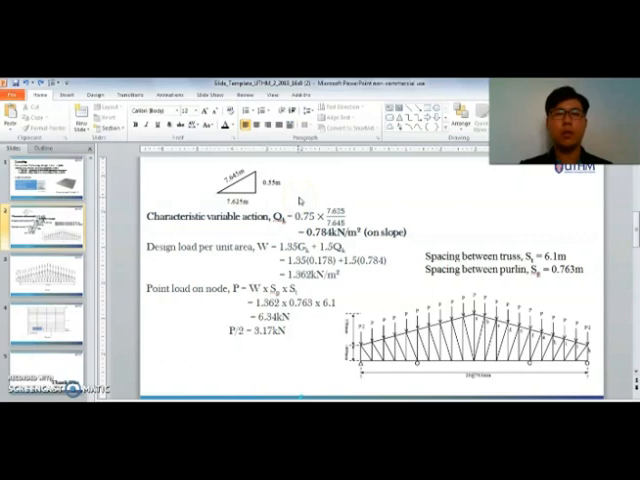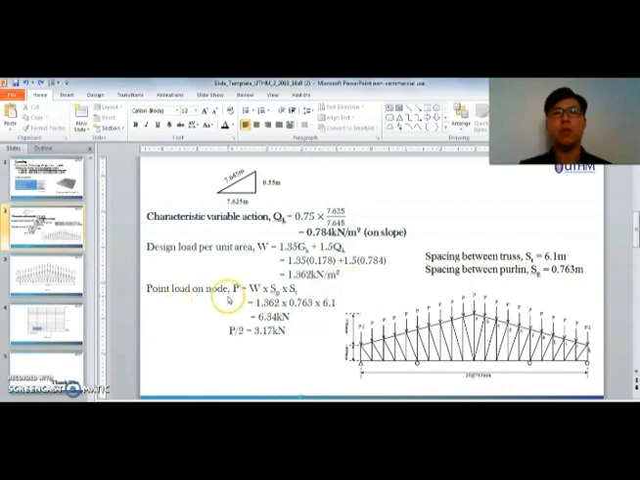For the variable action, we take the roof for purpose of maintenance and repair only. So we multiply the 0.75 by this value to convert it on the slope. Then we get the Qk is equal to 0.784 kN per meter square. For design load per unit area, we use the equation 1.35 Gk plus 1.5 Qk. Then we get the W is equal to 1.362 kN per meter square.